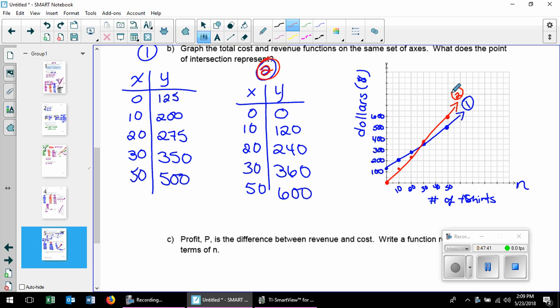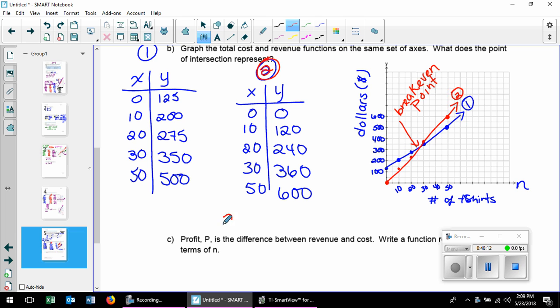Okay. So there was a question there. Graph the total cost and revenues on the same set of axes. What does the point of intersection represent? Your break-even point. Why is this important? So where are we going to say that that break-even point is based on our data? Where is that break-even point happening?